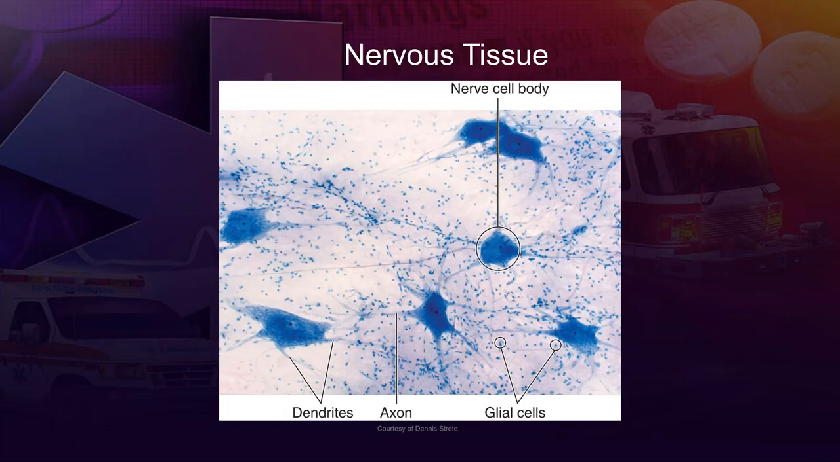Here's a nervous tissue in which we can see the nerve cell body, also known as the soma, right here. We can see some extensions. The length of dendrites and axons can be quite long and quite short and variable in between.